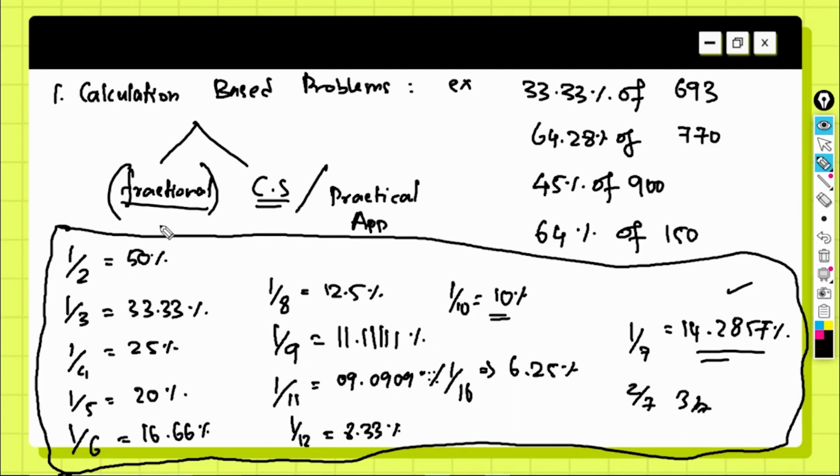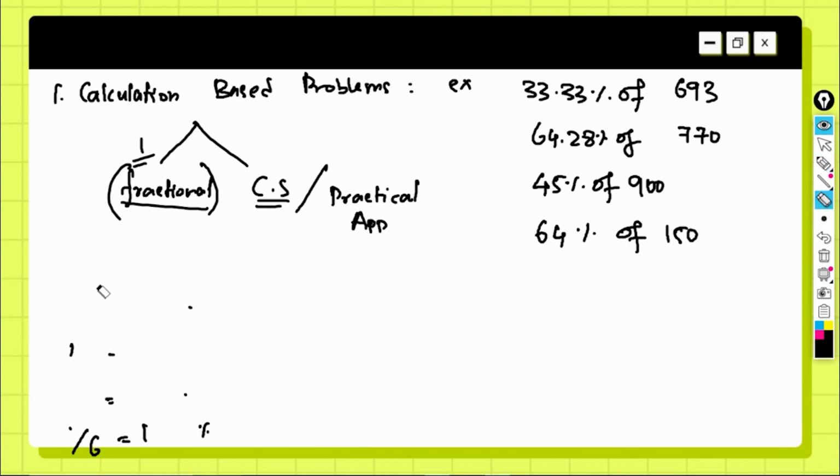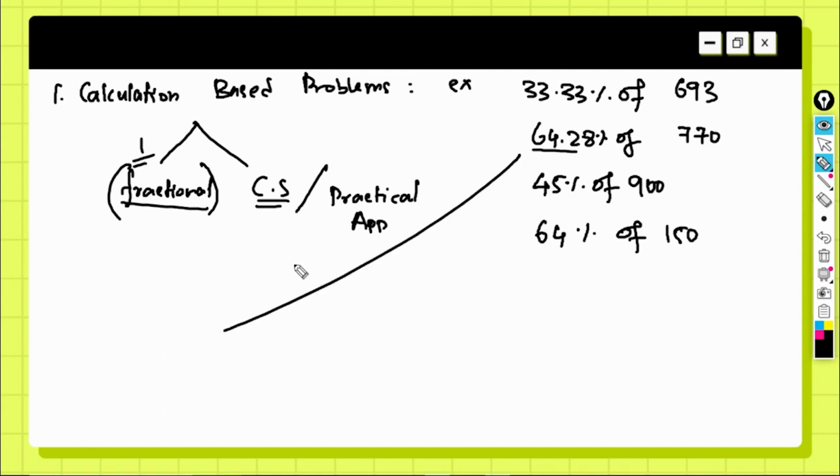So I'm just going to use this first technique for the problems which I've asked. Okay, so second question. It is 64.28 percentage of 770. We did not see 64.28 percentage in the percentage to fraction conversion table, but this 64.28 can be written as 50 percentage plus 14.28 percentage. This 14.28 is the group. Okay. So this is nothing but half of a number. This is nothing but 1 by 7 of a number.